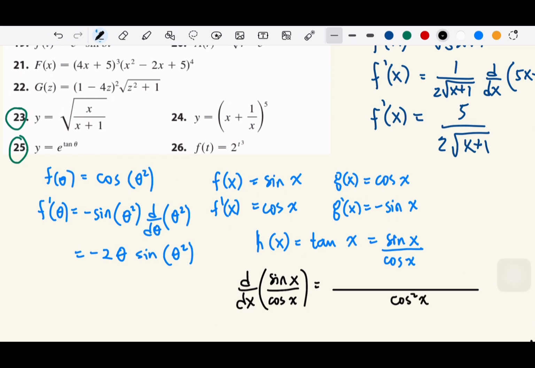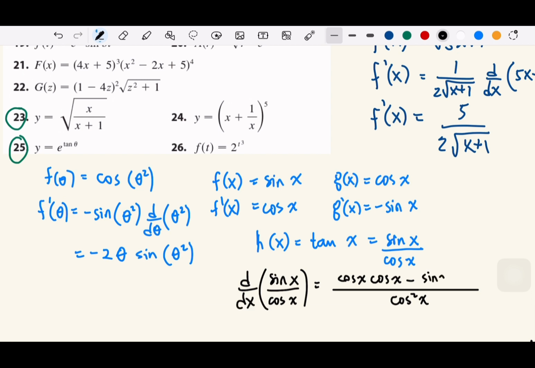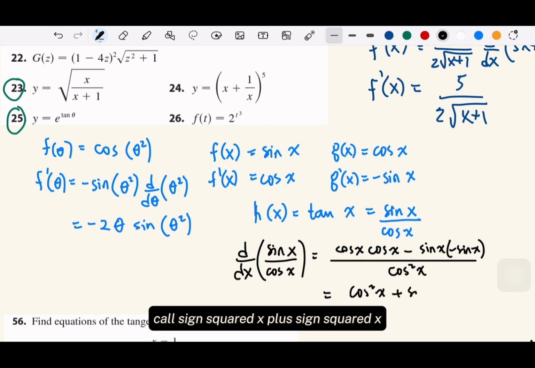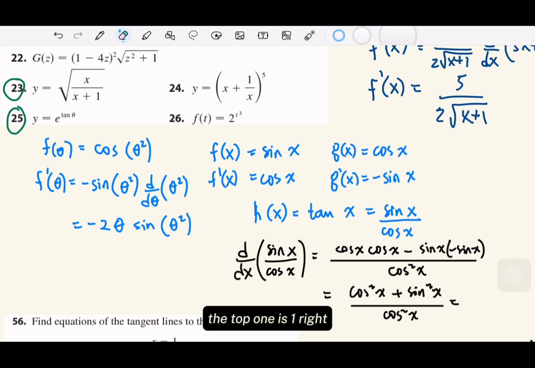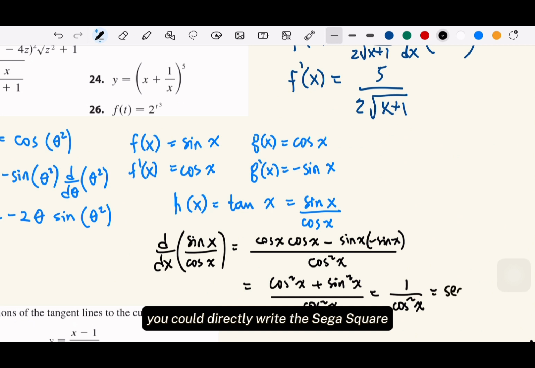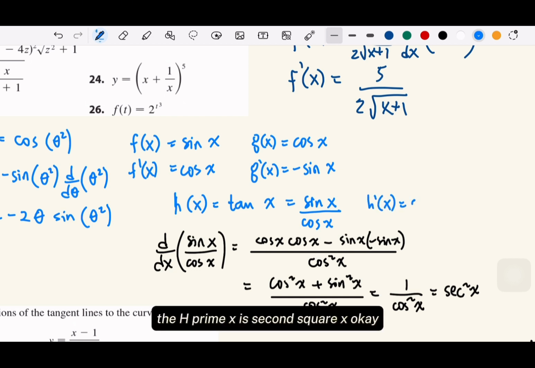Okay, remember, f prime g minus g prime f. So f prime is cosine, g is cosine, minus g prime is negative sine, right? So this will be sine and negative sine, which in turn gives you cosine squared x plus sine squared x divided by cosine squared x, where the top one is 1, right? Over cosine squared x, or you could directly write the secant squared. So h of x is tangent x, and h prime of x is secant squared x.